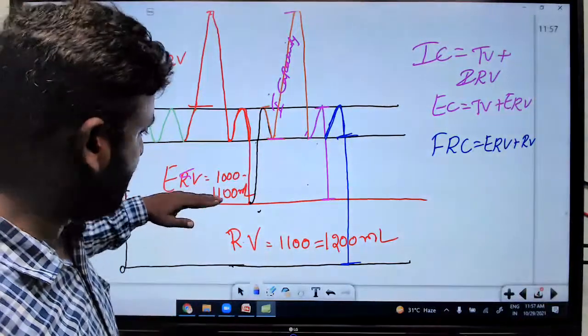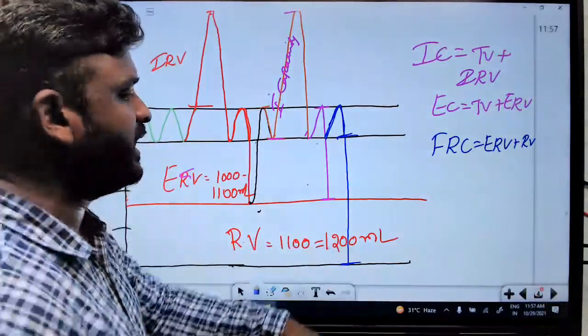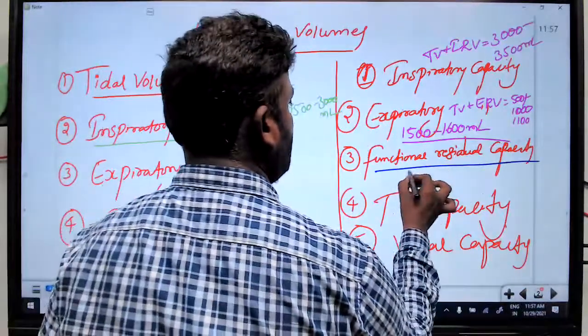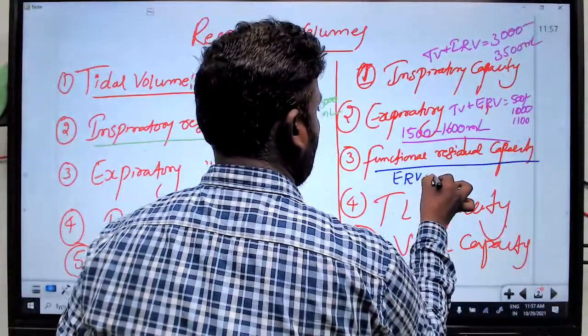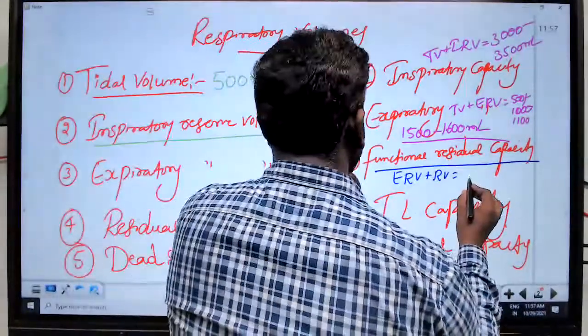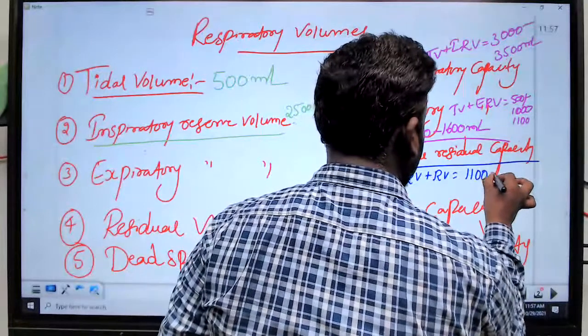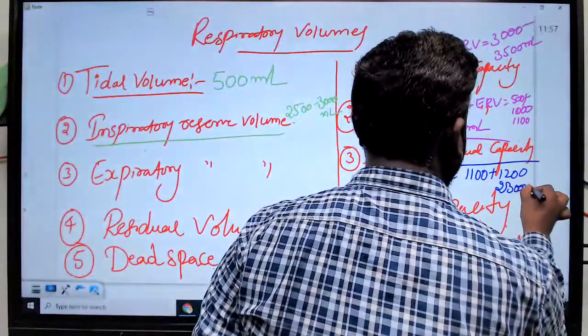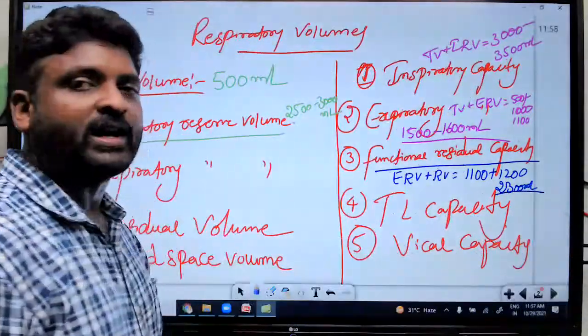The measurement we have to take, right? ERV is 1100 ml and RV is 1200 ml. So ERV plus RV equals FRC. Got it? ERV means how much? The measured amount is 1100 ml and here 500 ml. That means 2300 ml is the functional residual capacity.